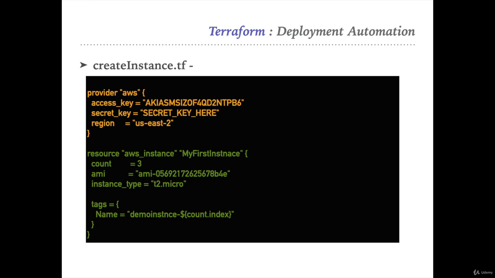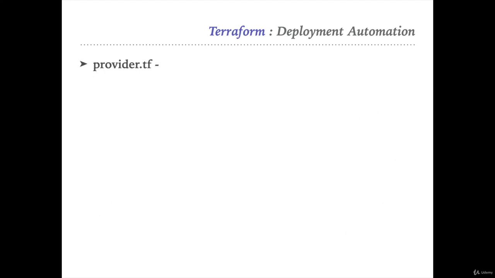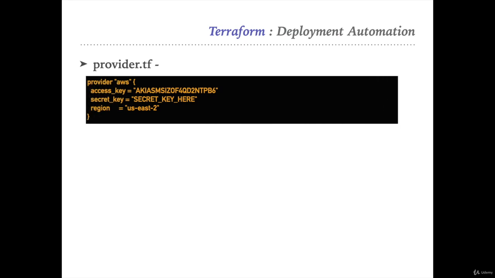Now suppose we want to refactor this particular create instance file. We have already seen that we have created another file called provider.tf, and inside the provider.tf we have provided the access key, secret key, and the region. But over here again we are basically hard coding the values. So suppose now I want to pass the access key, secret key, and region with the help of variables. So how can I achieve it?